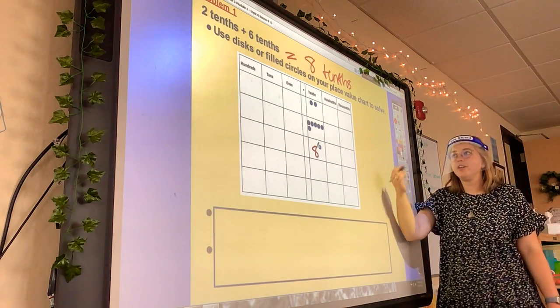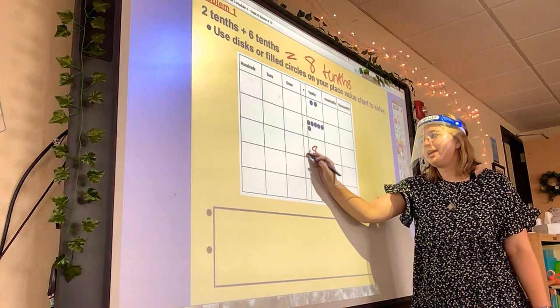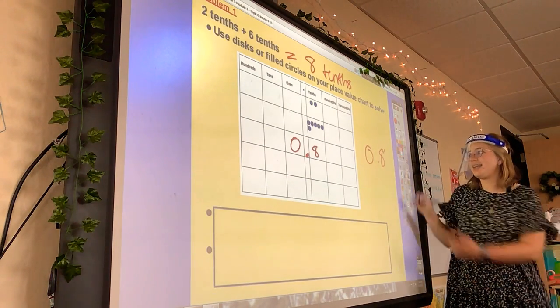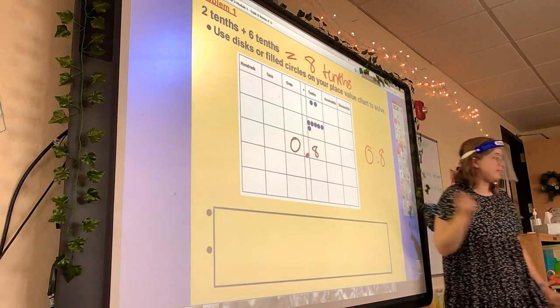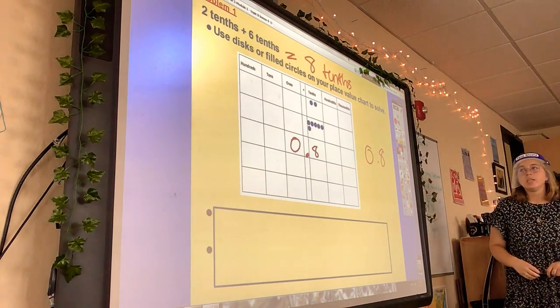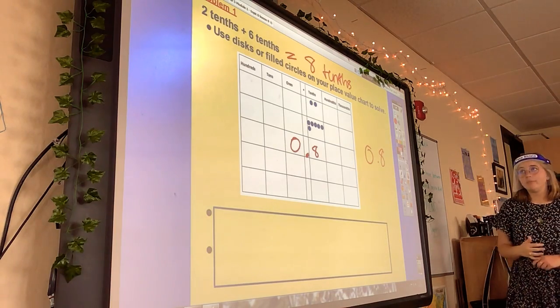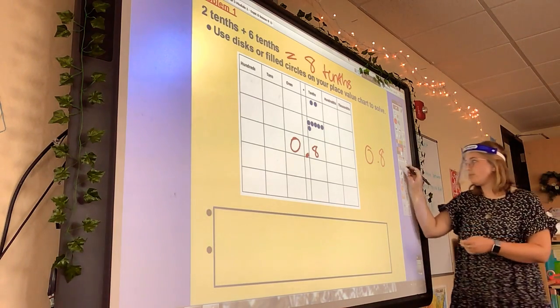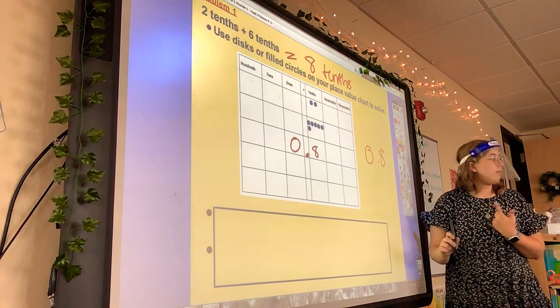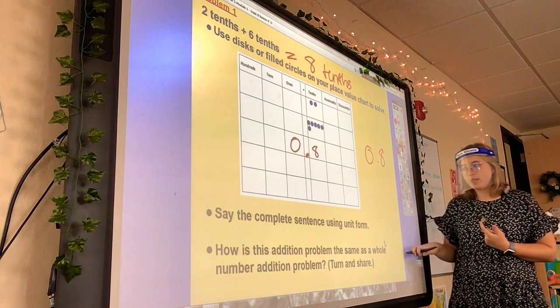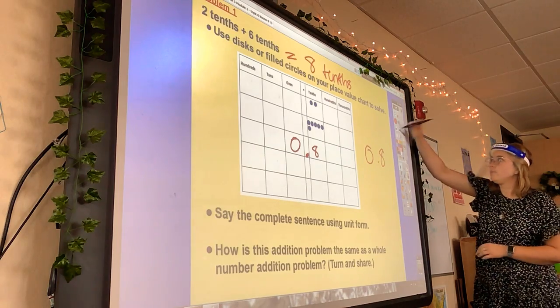So then in standard form, I just fill in my decimal, fill in my 0. So my answer is 8/10, right? That's how it's written in standard form. So when in doubt, if you need to use a place value chart, go for it. Questions on that? Okay. Cool. We're gonna move on.